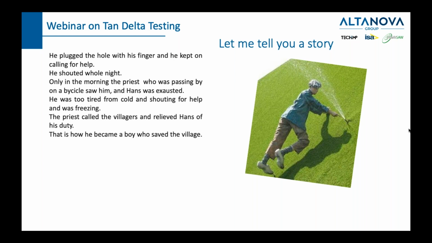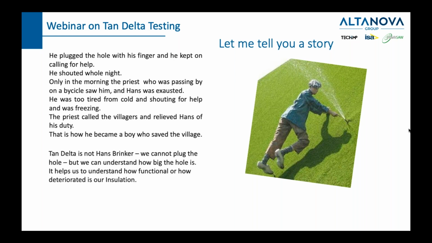So the priest took him, he was freezing, and the villagers relieved Hans of his duty and helped him to get a little bit warmer. And that's the story of how the boy saved the village, just by pushing a finger into a hole in the dike. So to clarify, tan delta is not Hans Brinker.